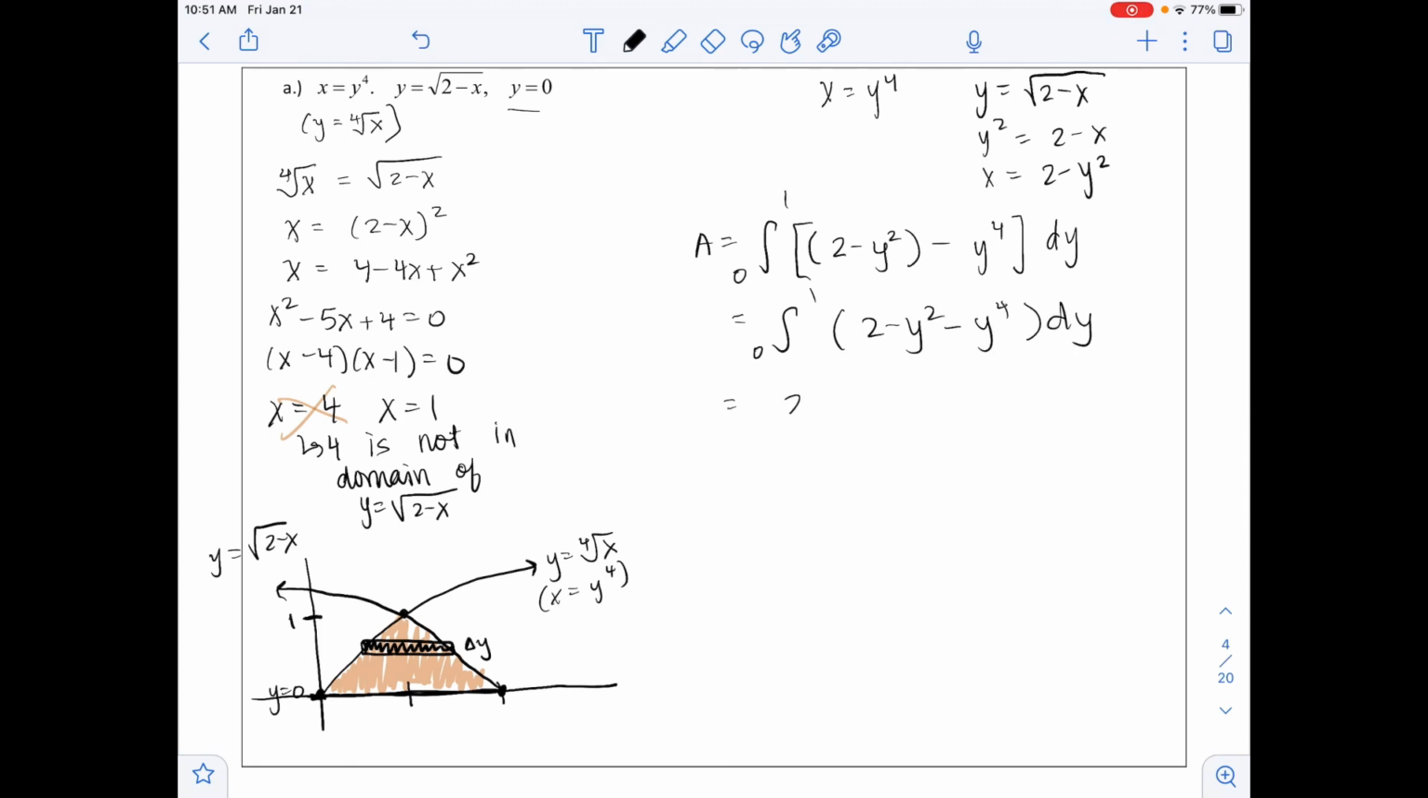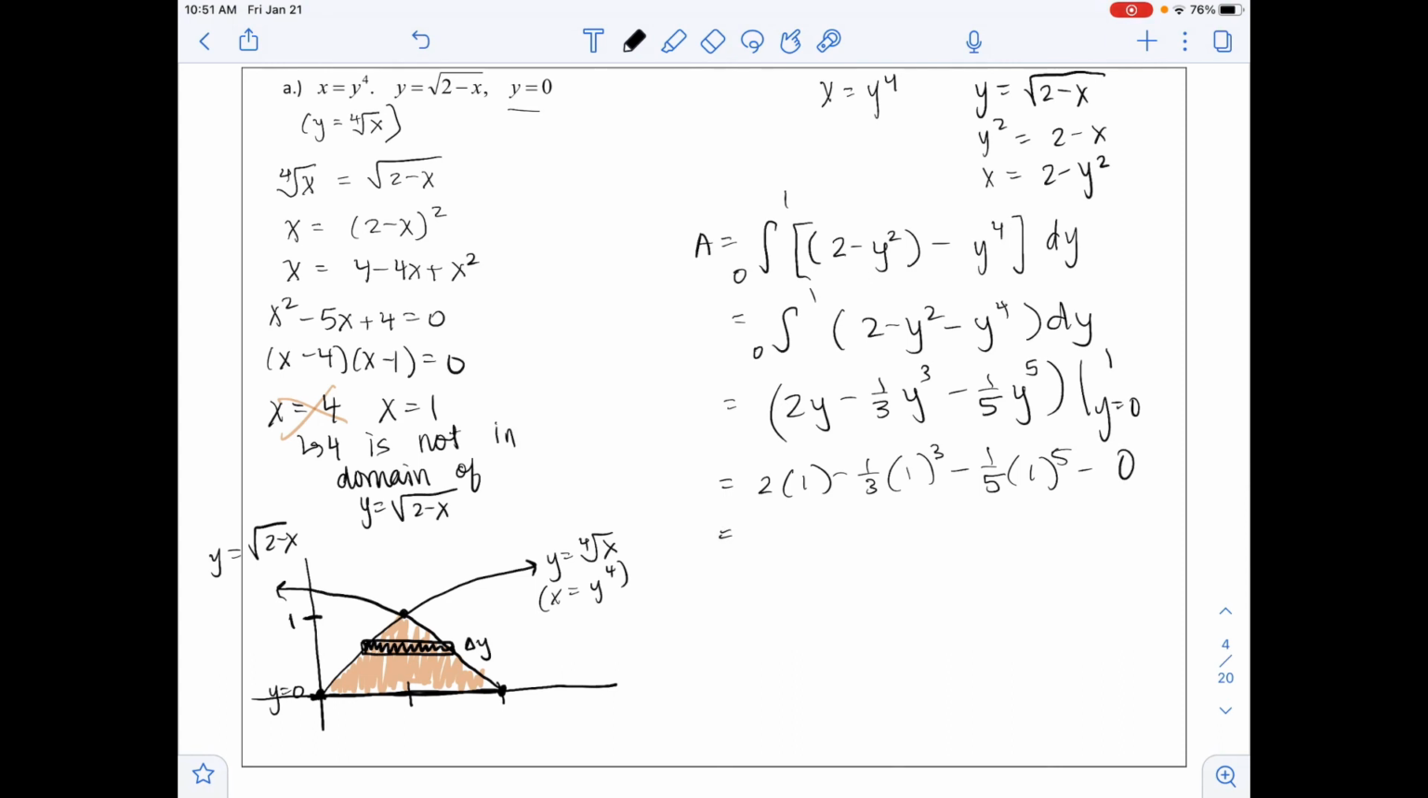Integrating this, we get 2y minus 1/3 y cubed minus 1/5 y to the fifth. And then we're going to evaluate this from y equals 0 to 1. And so we get 2 times 1 minus 1/3 times 1 cubed minus 1/5 times 1 to the fifth. Substituting 0, you just get 0. Working this out, we get 2 minus 1/3 minus 1/5, which is going to arrive at an area of 22 over 15.